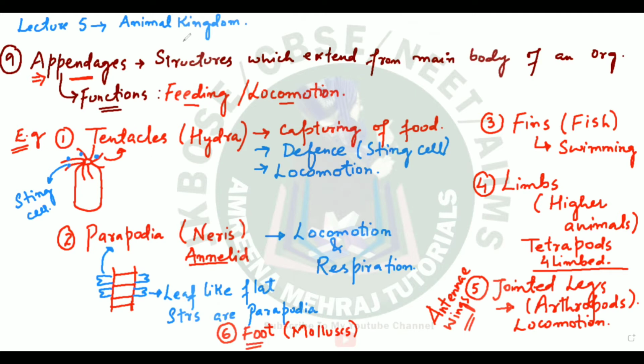So you have tentacle as one of the examples of appendage. You have parapodia as another example of appendage. Even these annelids don't have only parapodia, they have seta also. Fins are also appendages. You have limbs as appendages. You have jointed legs, antenna, and wings as appendages. You have foot in mollusk as an appendage. So this was another idea you can remember. This was the 9th criterion which divides the animals into different types. You have some animals with tentacles, some animals with parapodia, and all these structures are basically appendages.